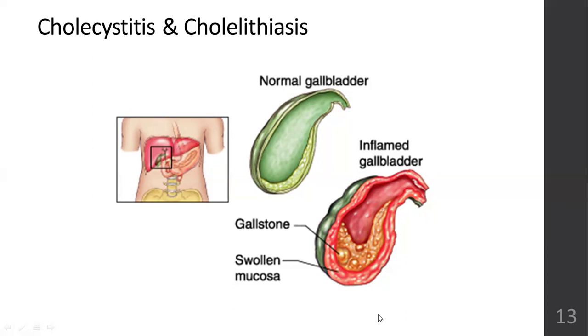Multiparity, it could be because of chronic obstruction, because when the child is growing, the intestinal organs shift from their normal position, and the gallbladder also shifts. So frequently, if the gallbladder is shifting because of pregnancy, that could lead to obstruction in the flow of bile juice.